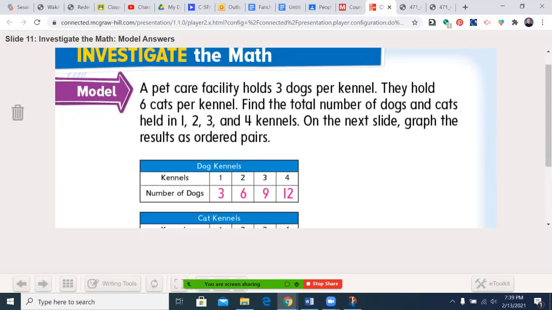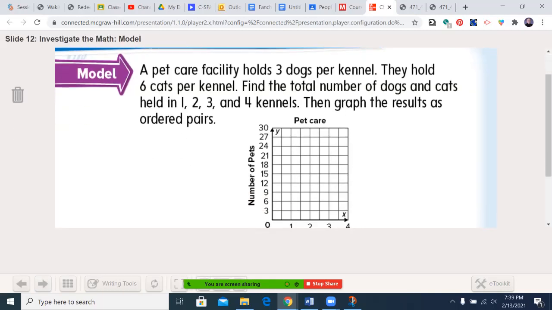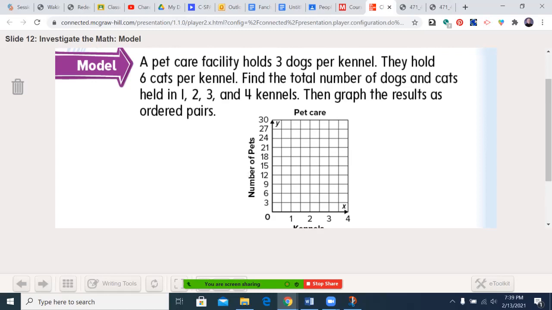I believe that'll be up here. You can see the picture. And you can see that for the same number of kennels, the number of cats is going to grow quicker. That's something to pay attention to. So now we could graph that.